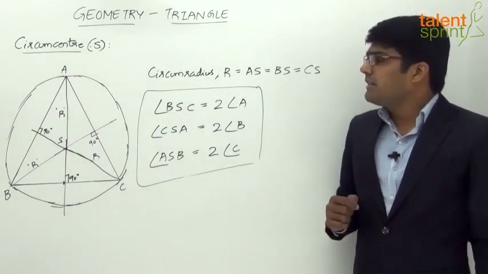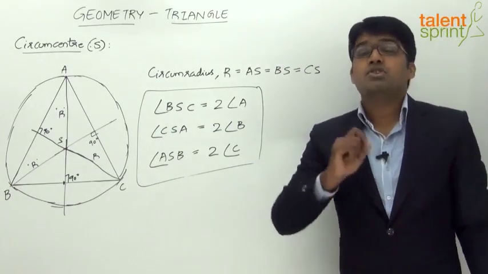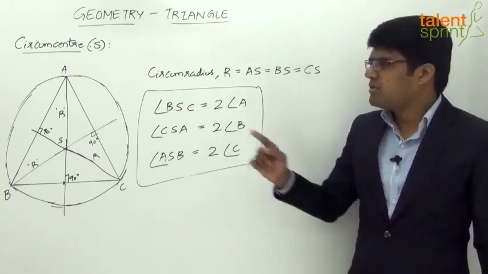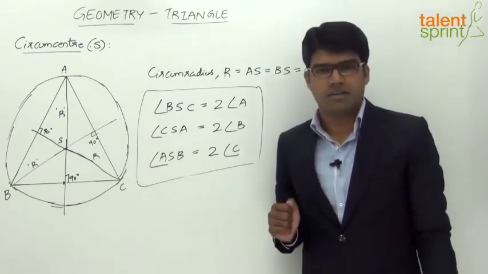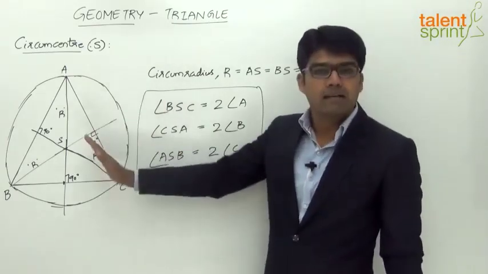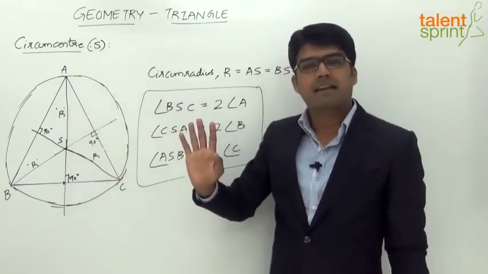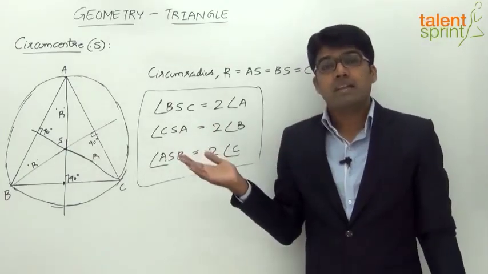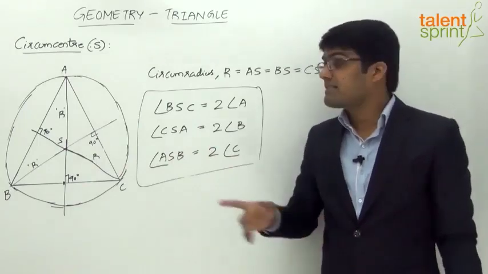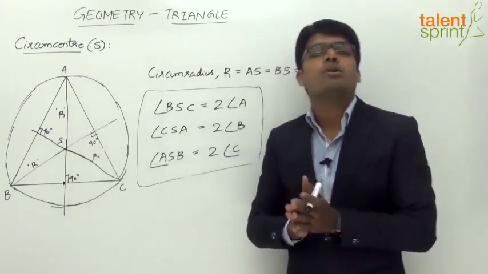And the next point here is about the position of the circumcenter. The position of the circumcenter changes based on the type of triangle, like we have seen in the case of the orthocenter. Now if the triangle is acute angle, then the circumcenter lies inside the triangle. If it is obtuse angle, then the circumcenter lies outside the triangle. And for a right angle triangle, the circumcenter S is the midpoint of the hypotenuse.